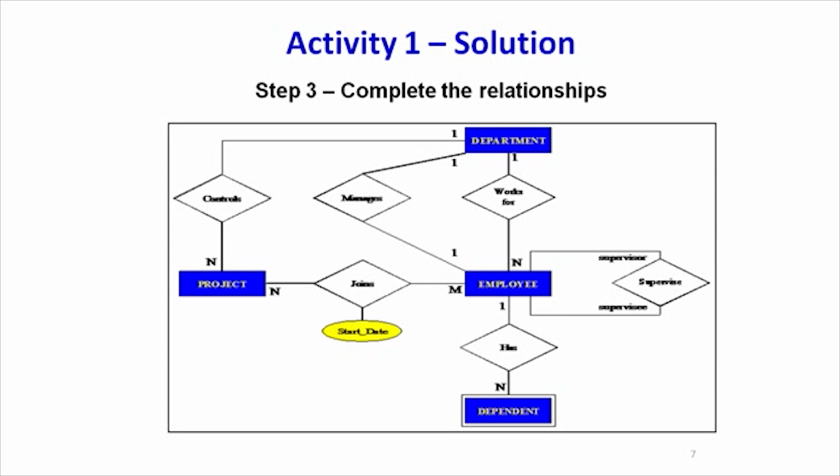As you can see, there is relationship between employee and project, where many projects can have many employees, and there's a relationship between department and employee, where one department has many employees, and there's also a relationship between employee and dependent, whereby one employee can have one or more dependents.